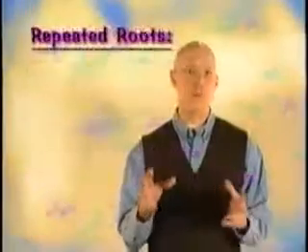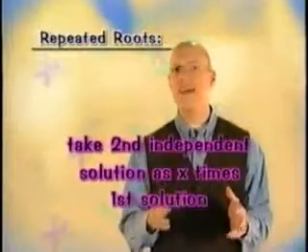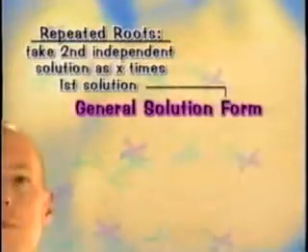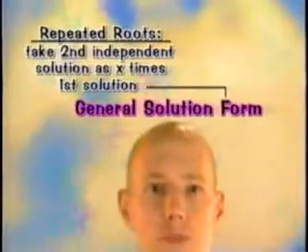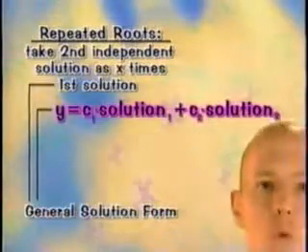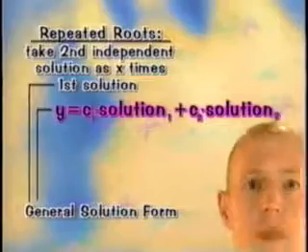If the equation has repeated roots, we take the second independent solution as x times the first solution. We then put the two solutions into the general solution form y equals c1 times the first solution plus c2 times the second solution.